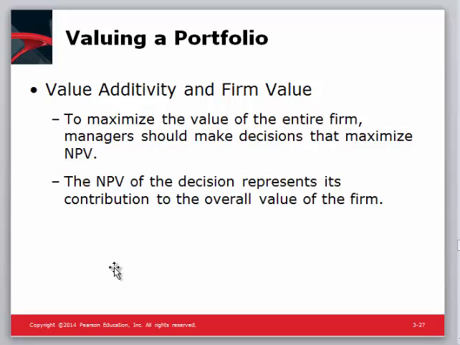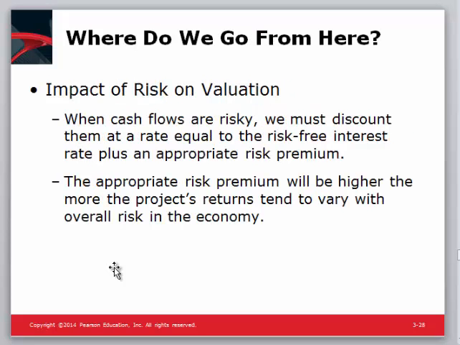To maximize the value of the entire firm, we have to make decisions that maximize net present value. Net present value of the decision represents its contribution to the overall value of the company. The more things we add together, the higher the value of the company should ultimately grow to. So, what are the next concepts? Where do we go from here?